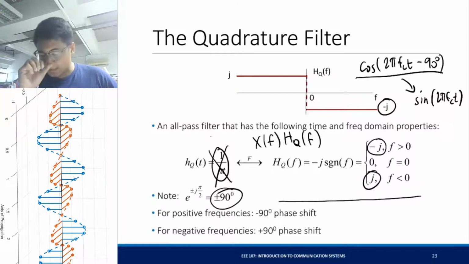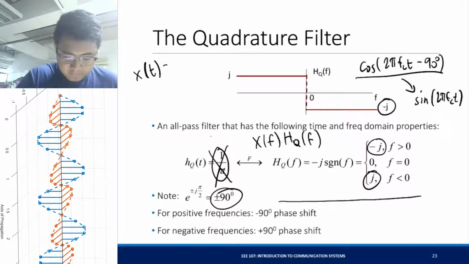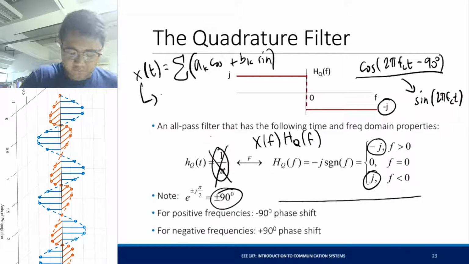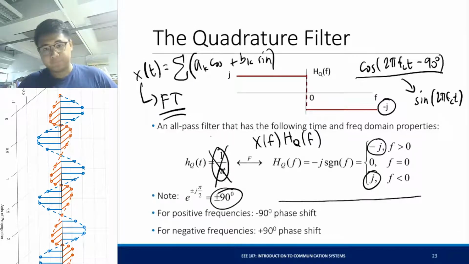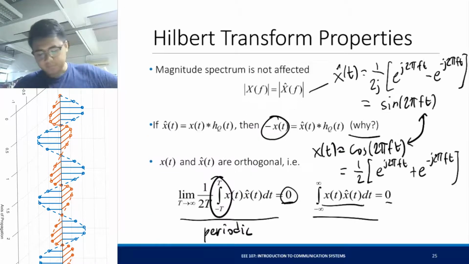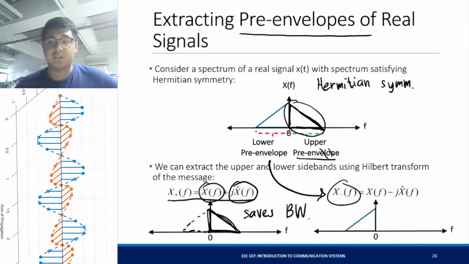So now recall how signals are a summation of cosine and sine functions. And this is another version of your Fourier transform, or Fourier series rather. So we can decompose a signal into its cosine and sine components. If we put it in a quadrature filter, the resulting output signal will be orthogonal because of the fundamental property of your cosine and your sine signals. Right, so those are some properties of the Hilbert transform.